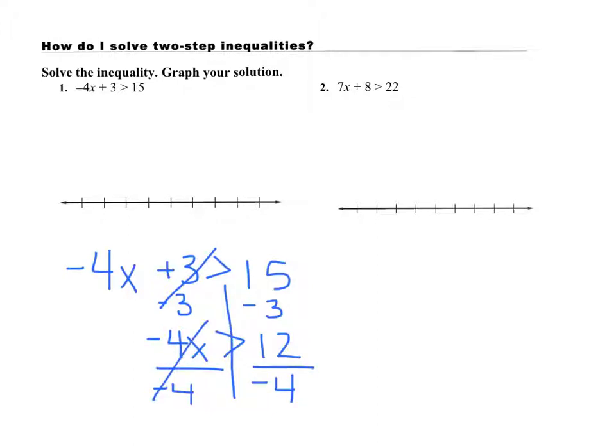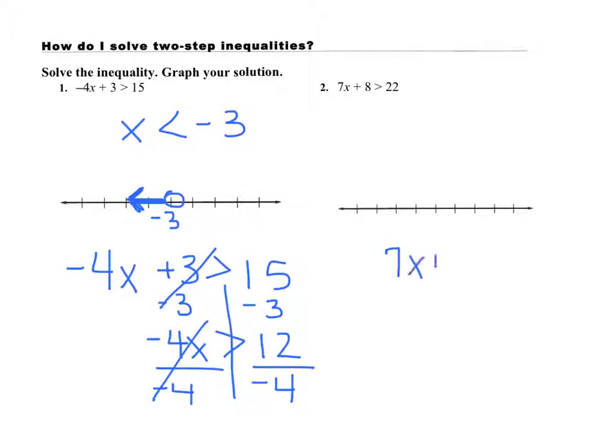So x is going to be then, I'm going to flip the sign, and 12 divided by negative 4 is going to give me a negative 3. So I'm going to make a negative 3 on my number line, and I'm going to have an open circle, and then I'm going to go to the left. There we go. All right, our next one.